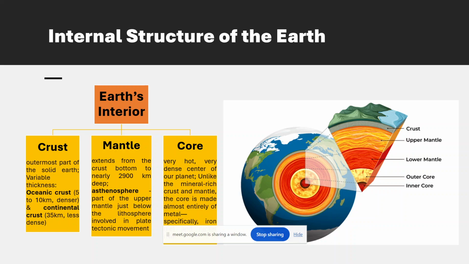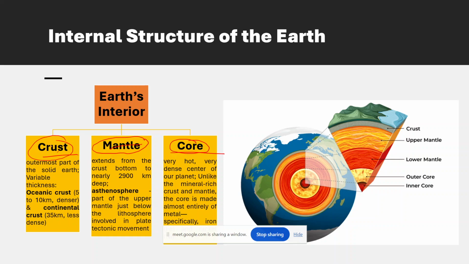Seismologists in particular studied the interior of the Earth, and according to them, the Earth's interior can be primarily divided into three: the crust, the mantle, and the core. The crust is the outermost layer, the mantle is the middle layer, and the core is the innermost layer. This classification of crust, mantle, core is the chemical classification, based on the chemistry.